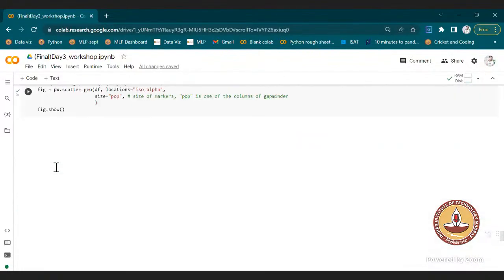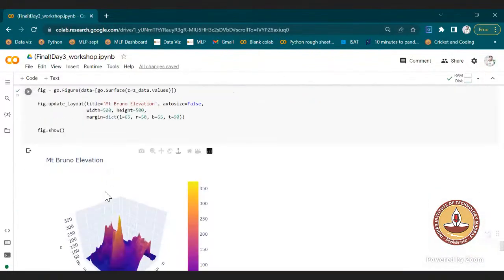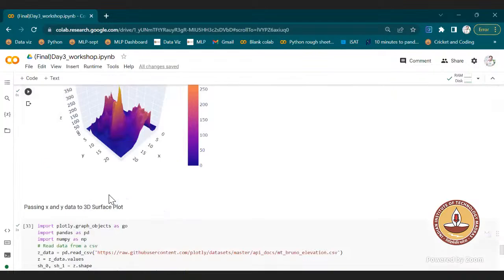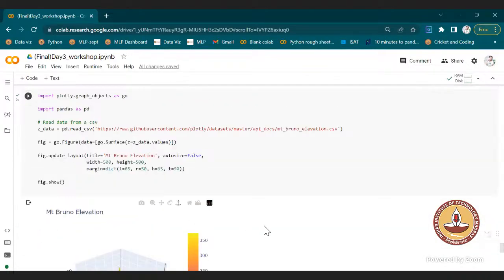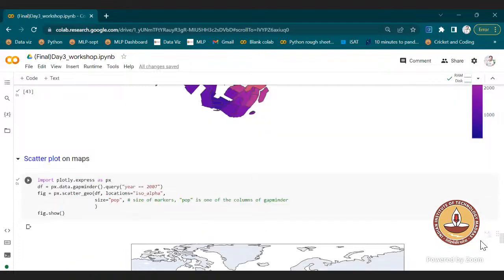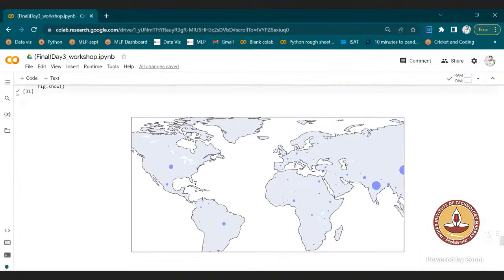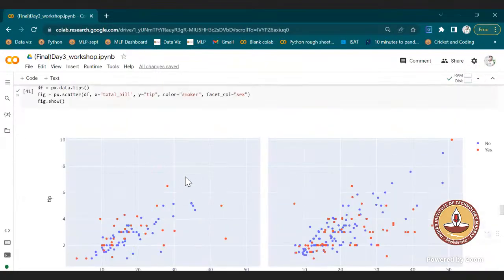I think there would be one or two graphs, and these two I will discuss: this 3D graph and this choropleth. Then we will be done with this session. Sometimes my laptop is getting stuck. I don't know why.